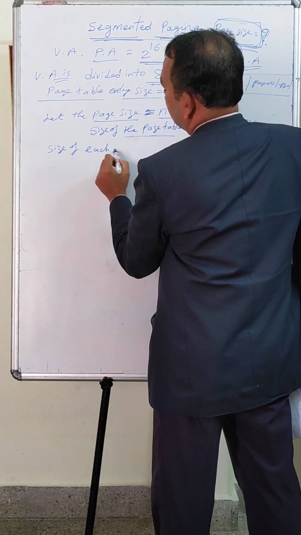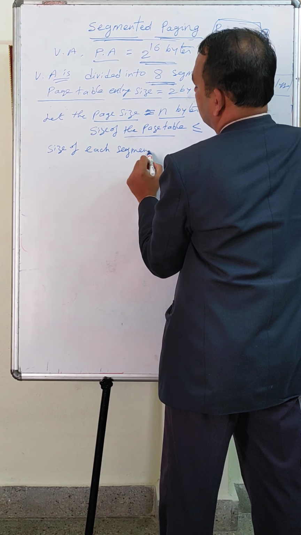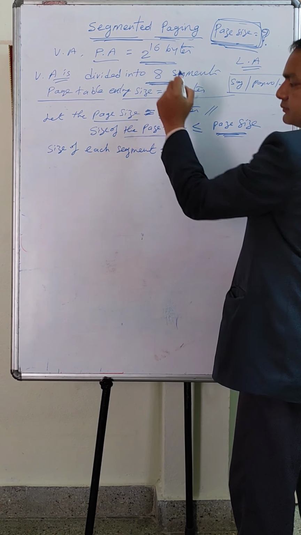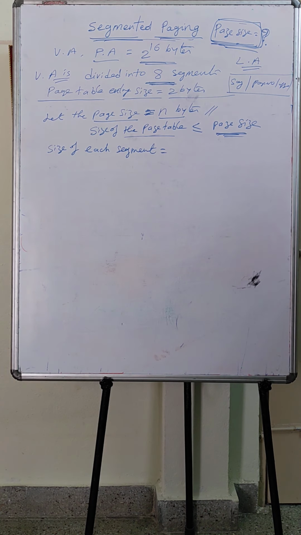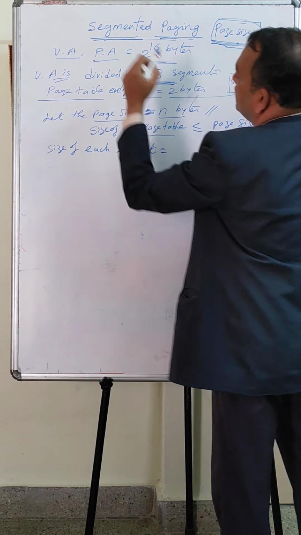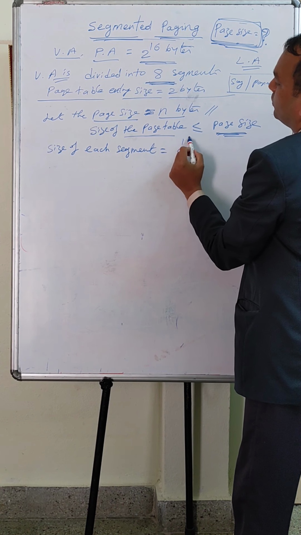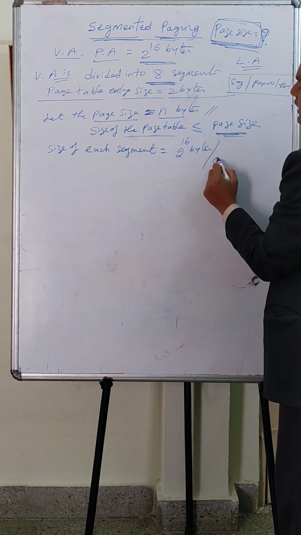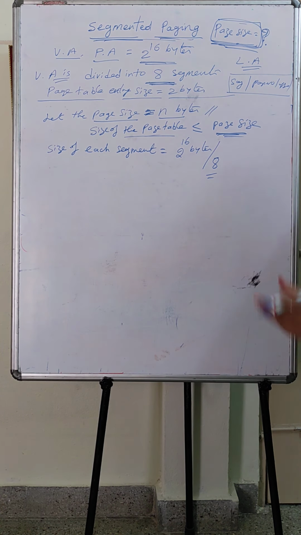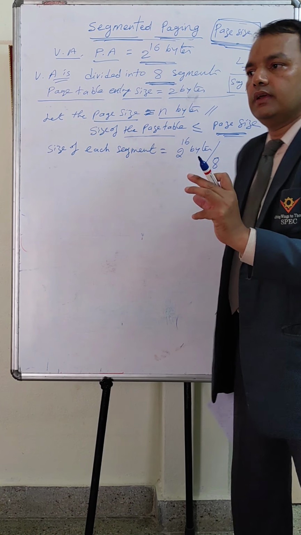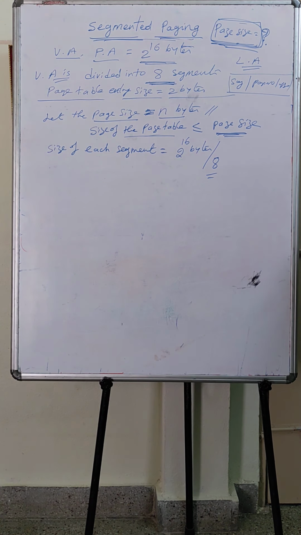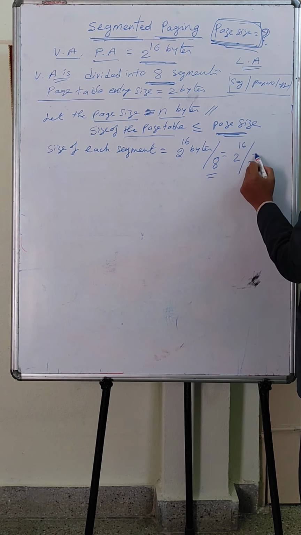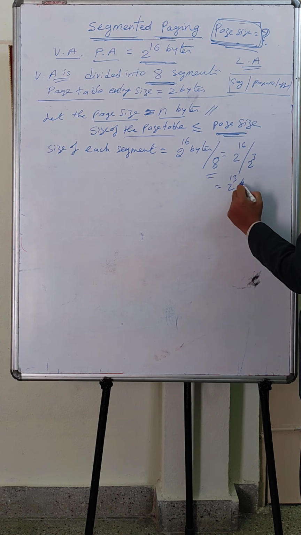Now my dear friend, size of each segment. How many segments? 8 segments. Virtual address space is 2 power 16 bytes divided by 8 segments. Then we'll get the size of each segment. 2 power 16 bytes by 8 is equal to 2 power 16 by 2 power 3, which is 2 power 13 bytes.